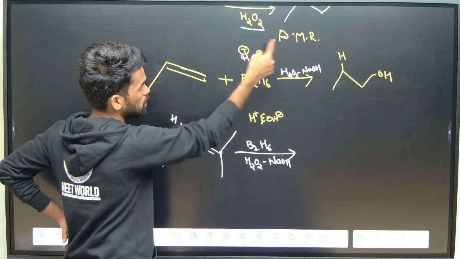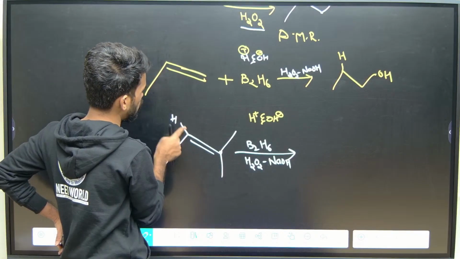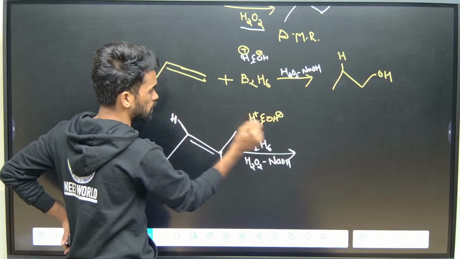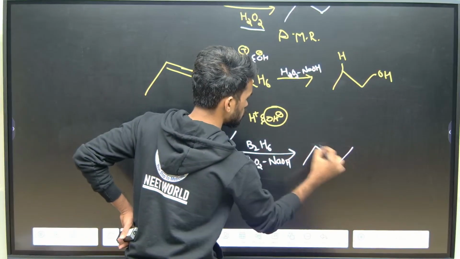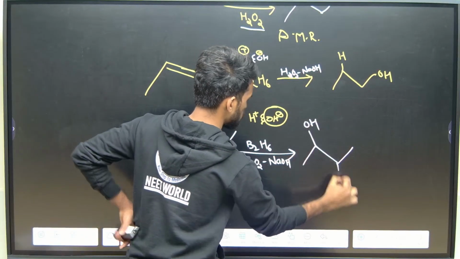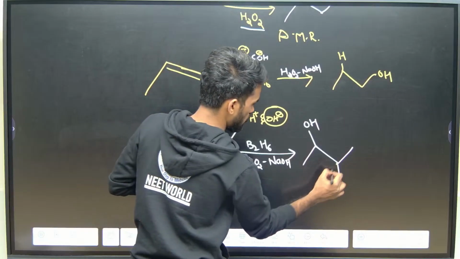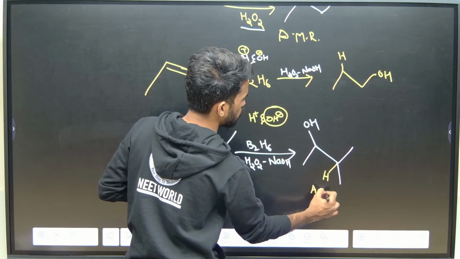Okay, so Anti-Markovnikov rule now. Wherever we have more number of hydrogens, there you add the negative part. What is the negative part here? OH minus. Okay, that's it. So here you add OH, here you add H plus. This is the Anti-Markovnikov rule type product.